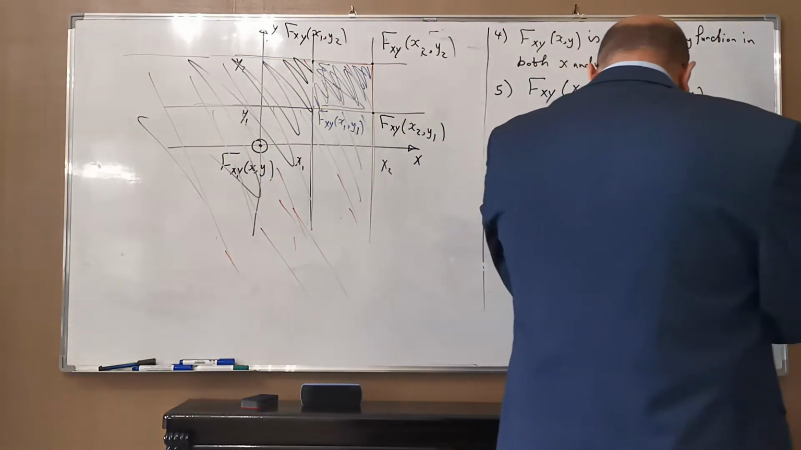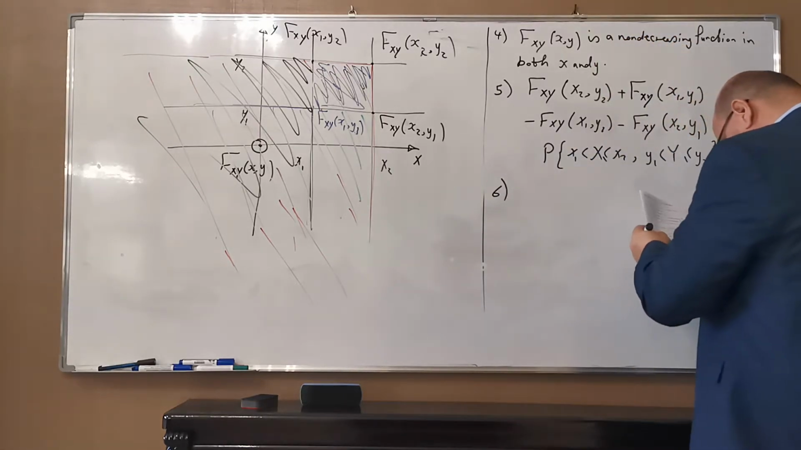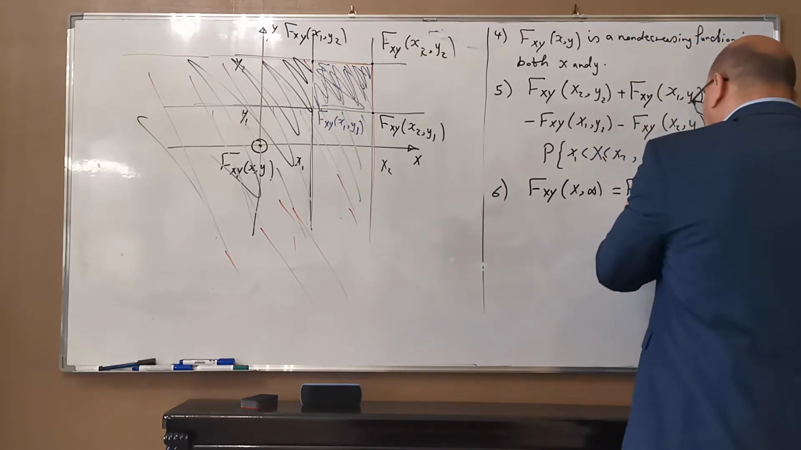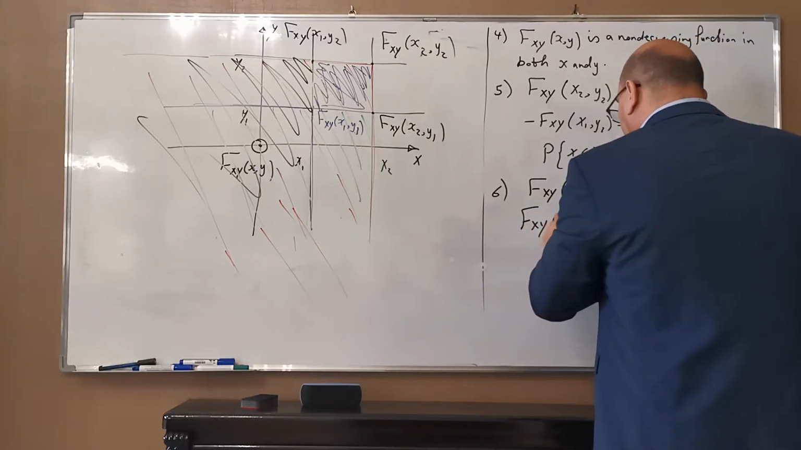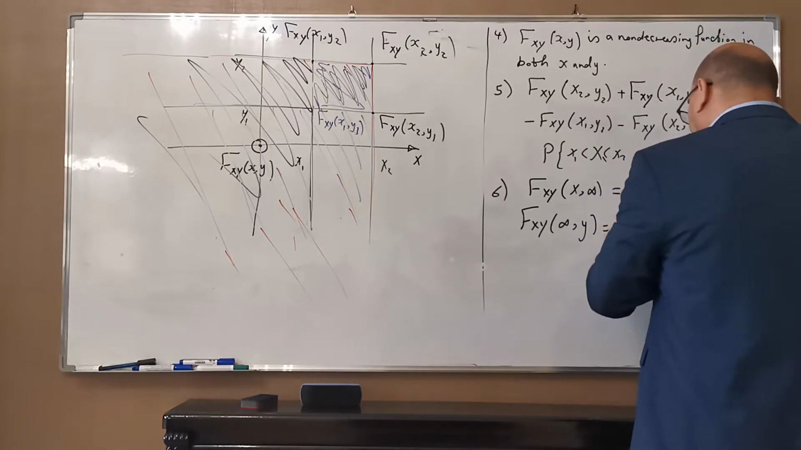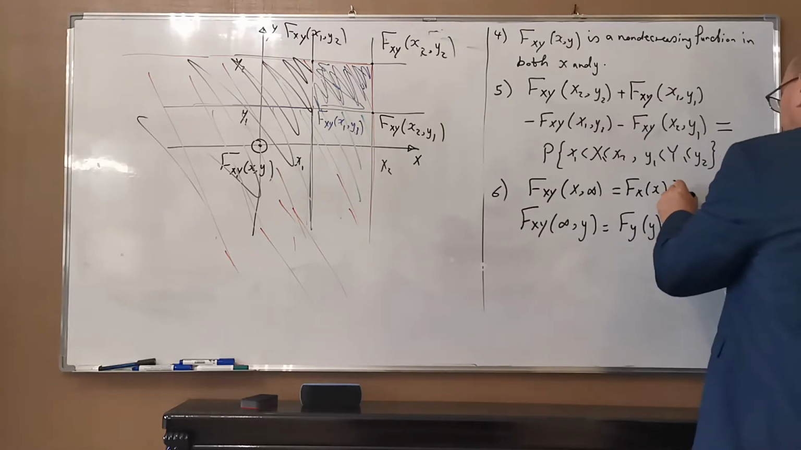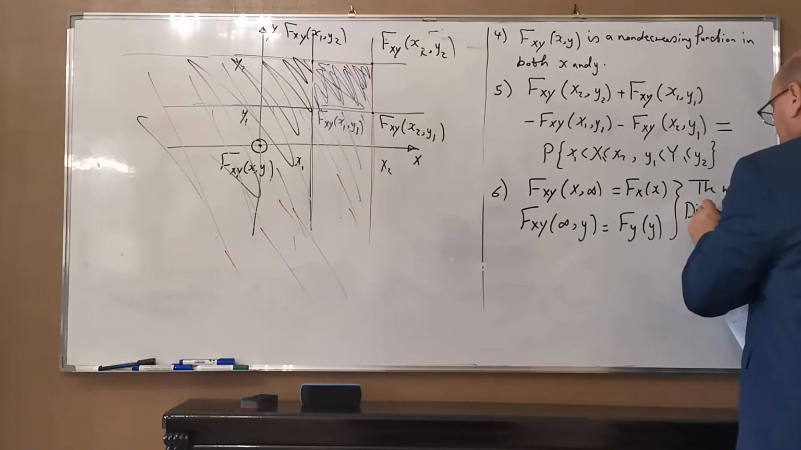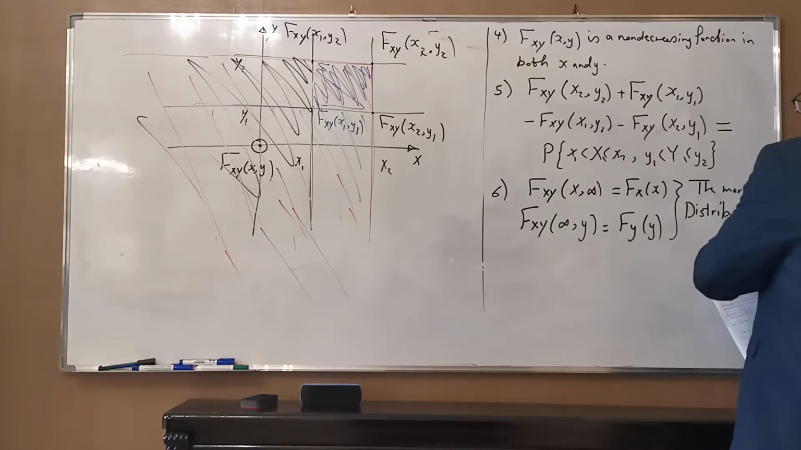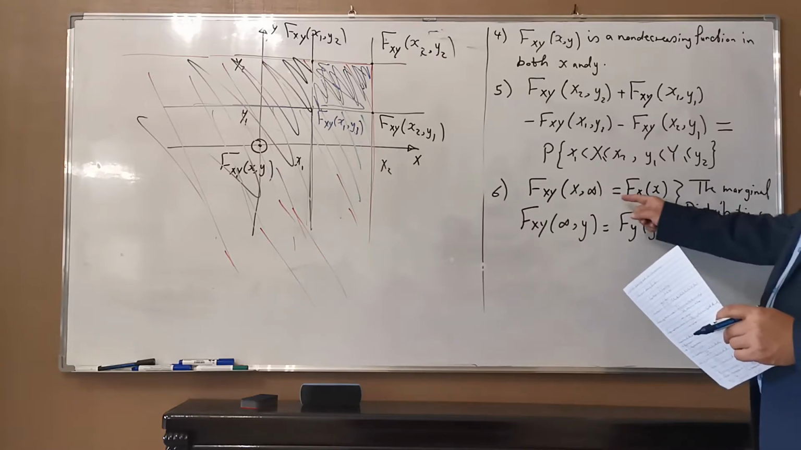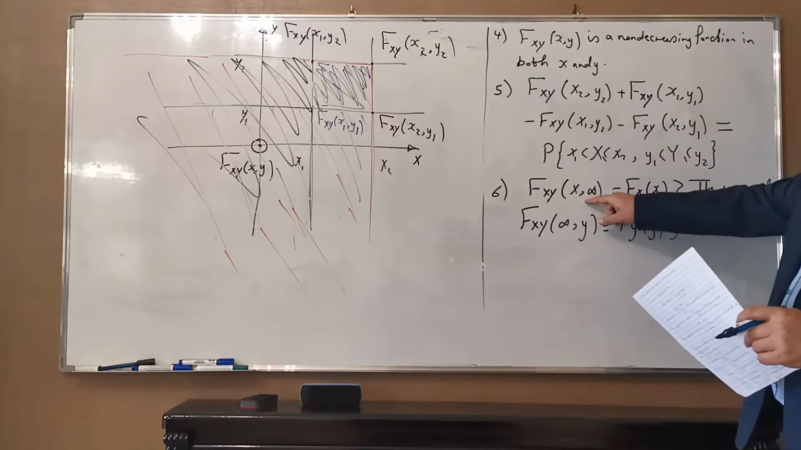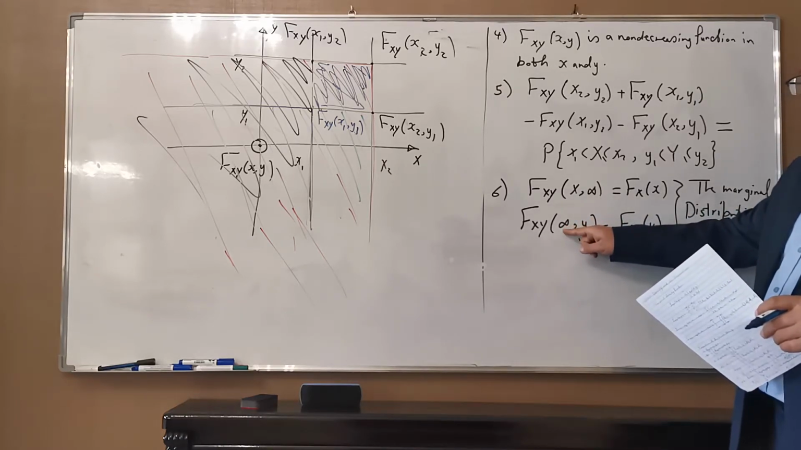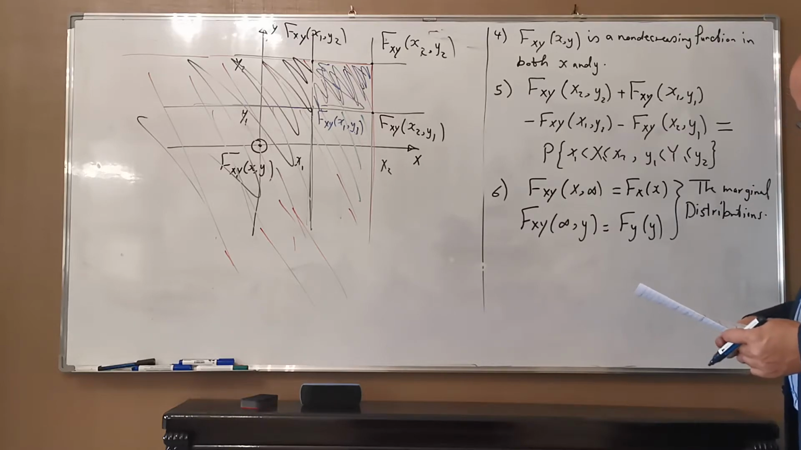So this is number 5. Number 6, from the properties, we have fxy of x and infinity is equal to fx of x, and fxy of infinity and any y is equal to fy of y. Those two functions are called the marginal distributions. And they are also distributions. I mean, if you need to get fx of x, you substitute infinity in the joint distribution. If you need to get the distribution of y only, then you substitute infinity for x in the joint distribution of those two. Okay?